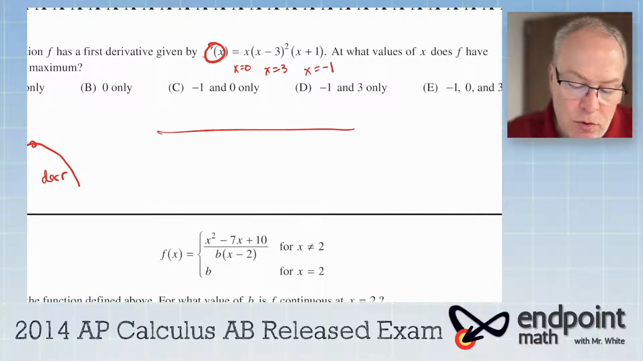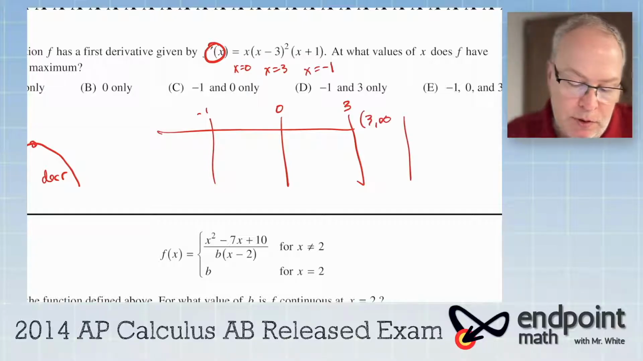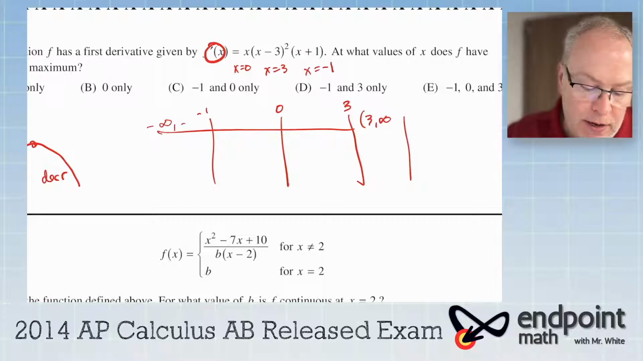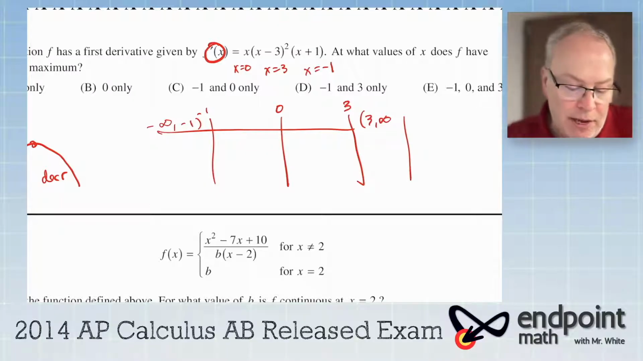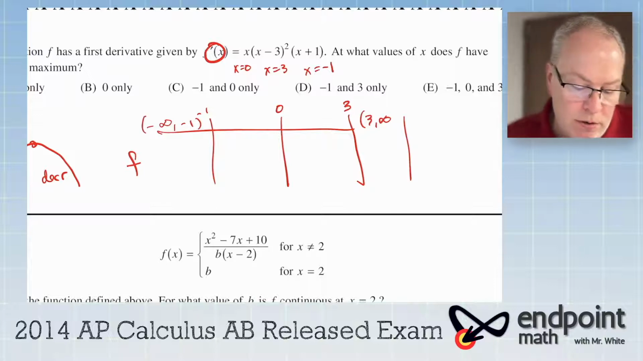I'm then going to do a sign chart. I like to do them different ways, but this is one way to do it. -1, up to 0, and then 3, and then we have infinity over here. So this represents 3 to infinity, and this is -infinity to -1. So I have to do a sign chart where I decide whether it's increasing or decreasing.